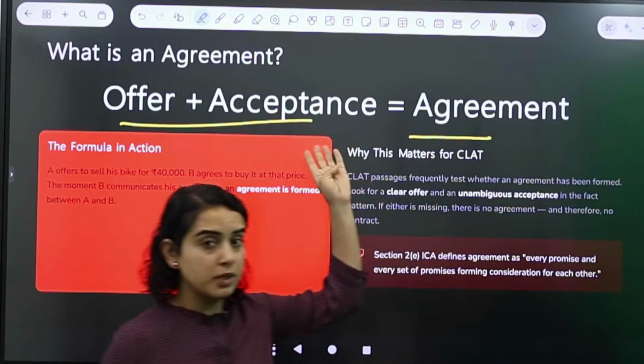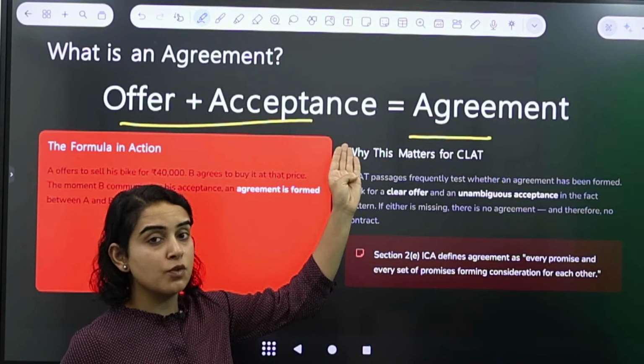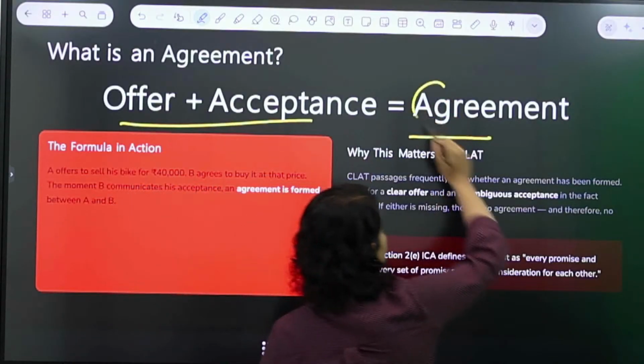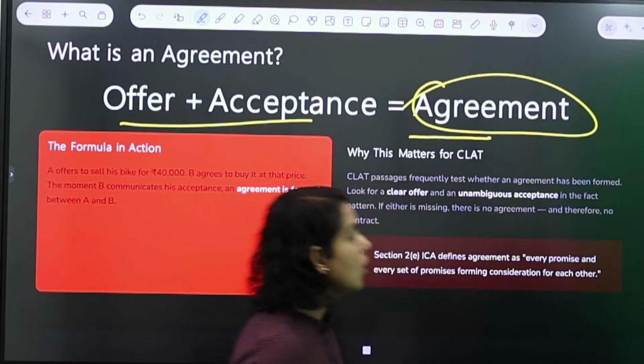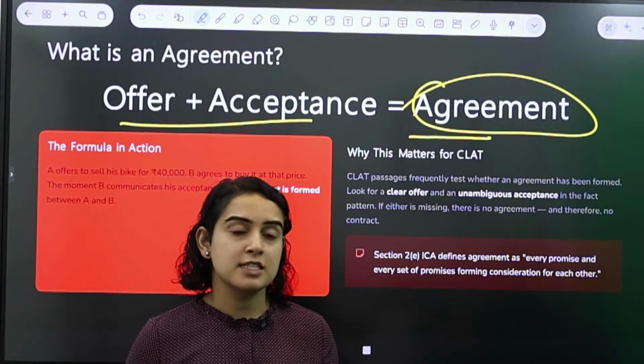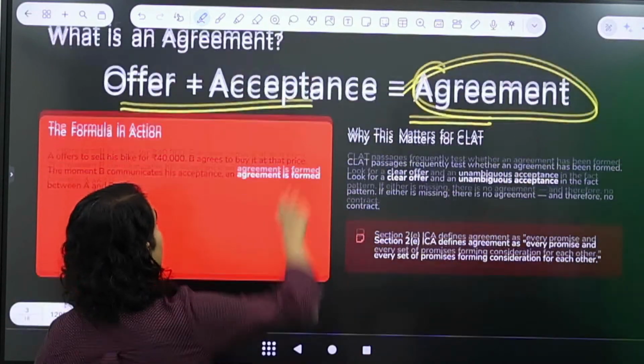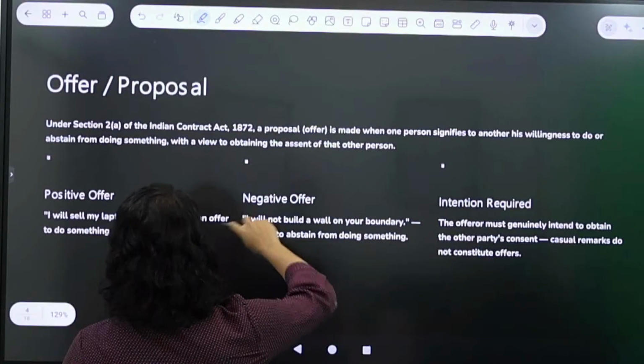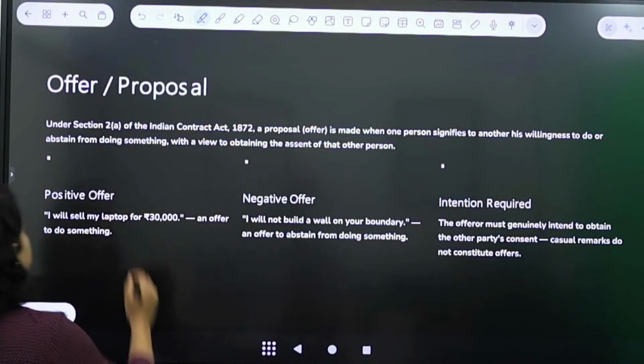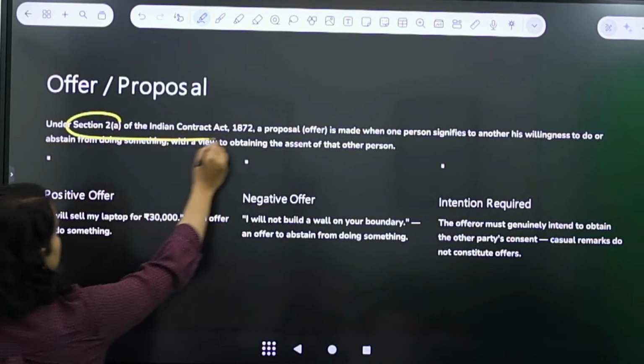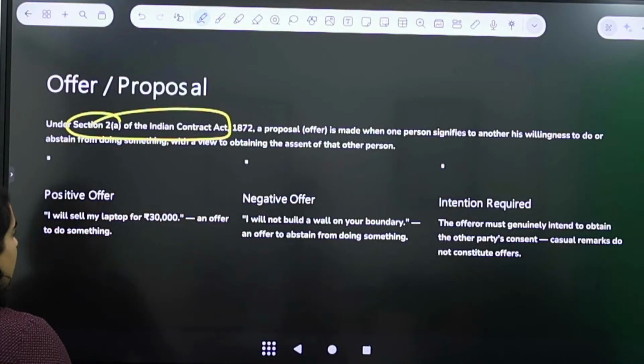So agreement is going to consist of all these things, and an agreement which is enforceable by law, which is legally recognized by law, will become a contract. Now, offer as a concept has been explained under Section 2(a) of the Indian Contract Act, right?